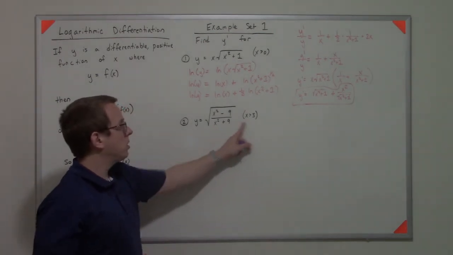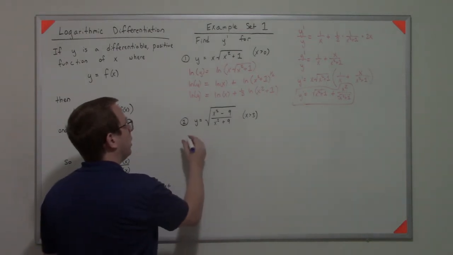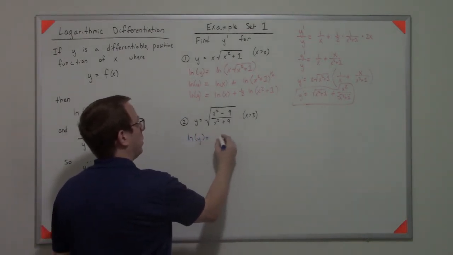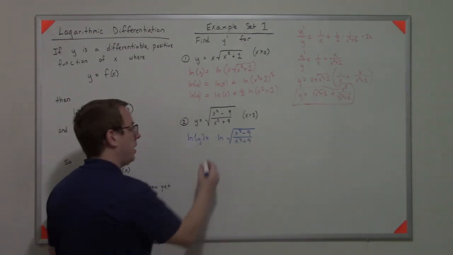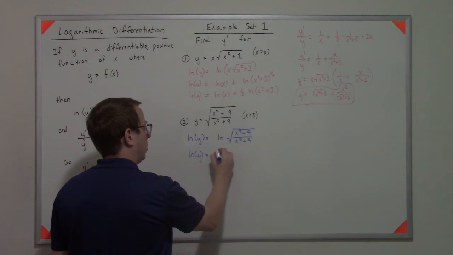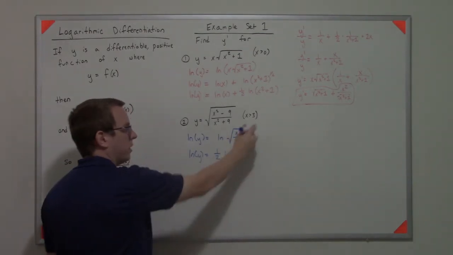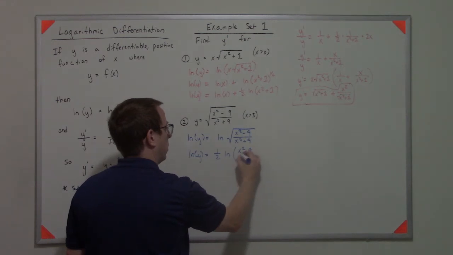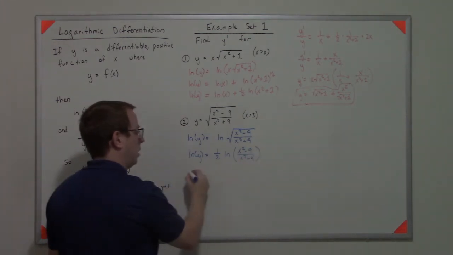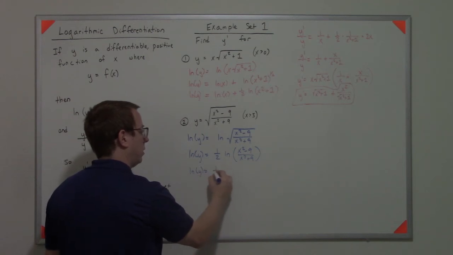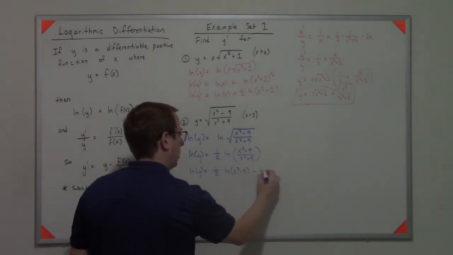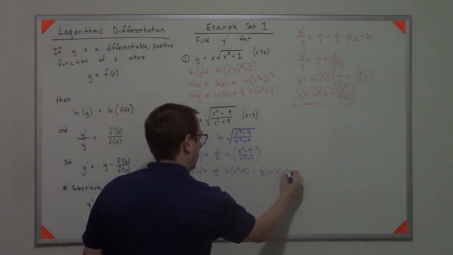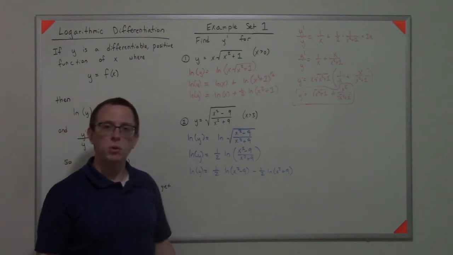So again, this is positive because x is greater than 3. So we'll say the natural log of y is the natural log of the square root of x squared minus 9 over x squared plus 9, which again, you bring out the 1/2 because that's to the 1/2 power. And then you can rewrite that.